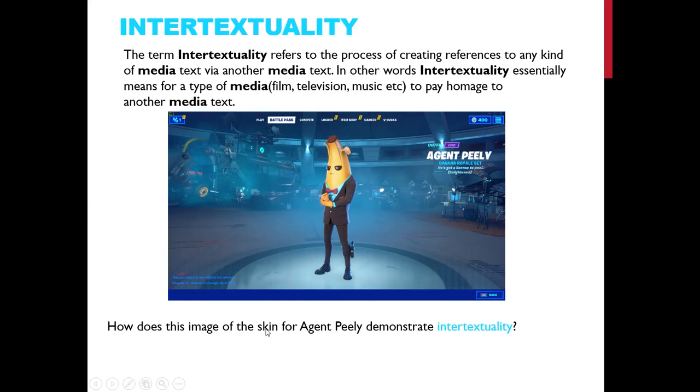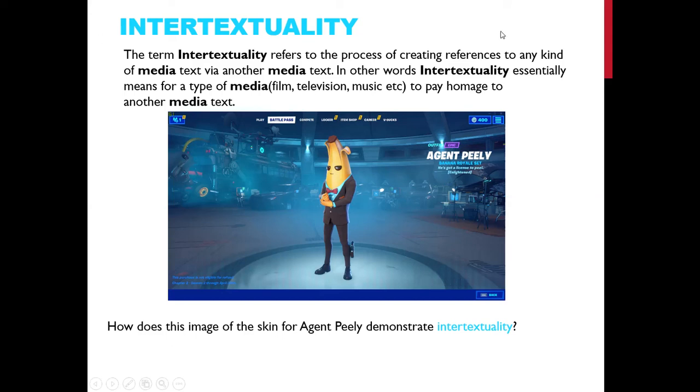How does the image of the skin for Agent Peely demonstrate intertextuality? I would like you to have a look at this. This is an image from the game, and you've got Agent Peely there. I want you to write down how it demonstrates intertextuality.